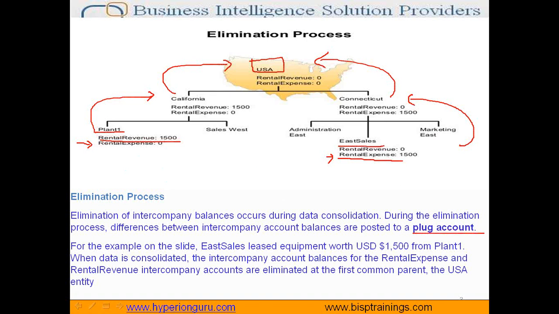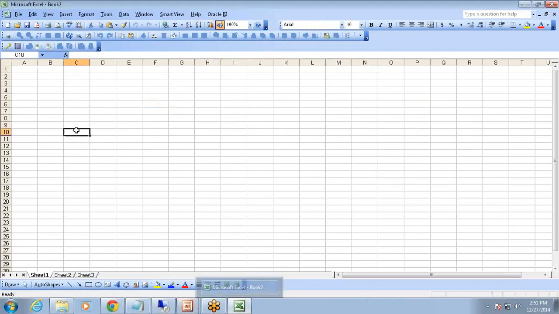In this case we assume Plant 1 and E-Sales, these two subsidiaries, agree upon the common numbers. It may be possible they do not agree upon the common numbers and there are some discrepancies. This discrepancy is handled by your plug account. To make it easier to understand, we'll take another example.